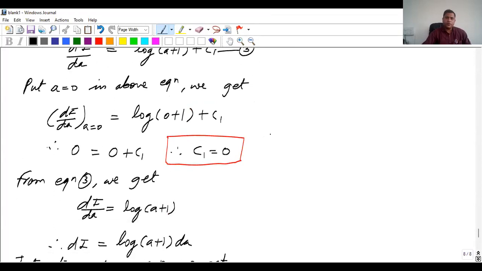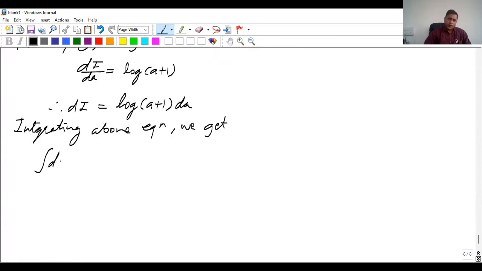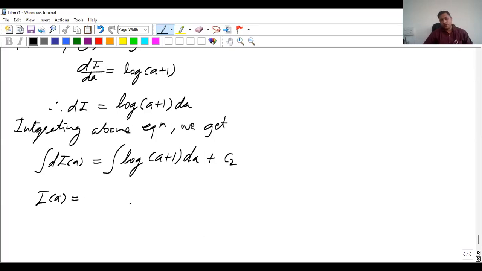So what we are able to get here, see, integration dI/dA is equal to integration of log of A plus 1 dA plus C. So here we want to find the integration of log. What is the integration of log? What we know is that the integration of log x is x log x minus x. Okay, but here we have log of A plus 1 also.